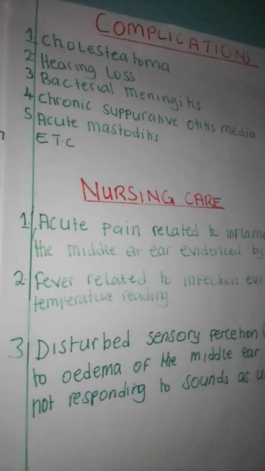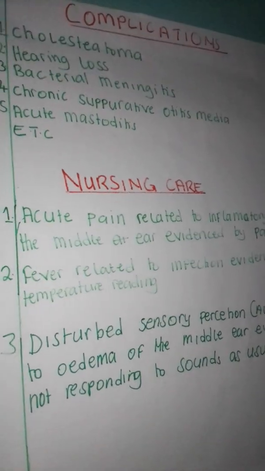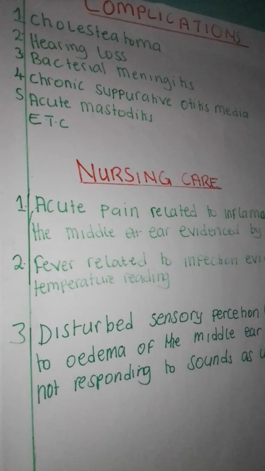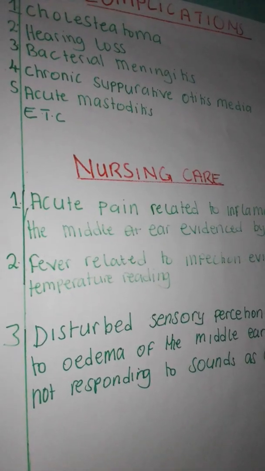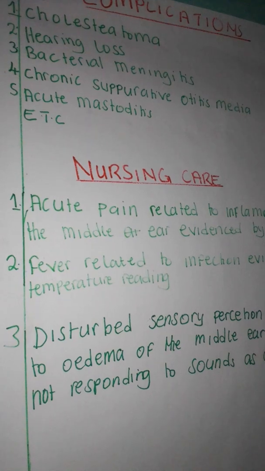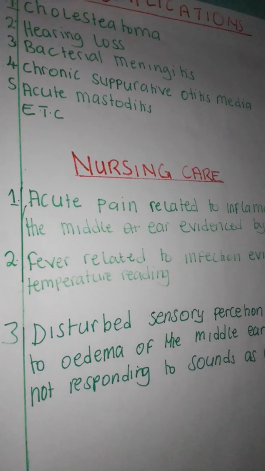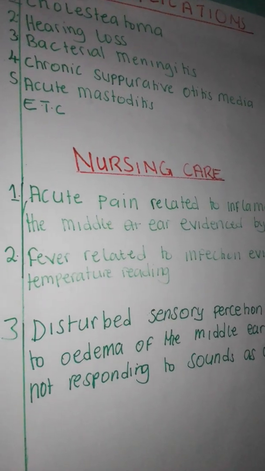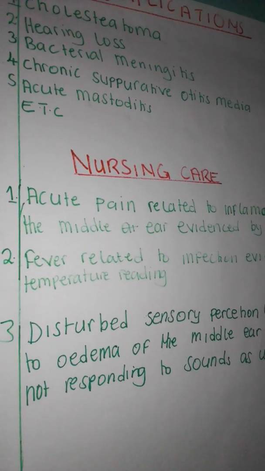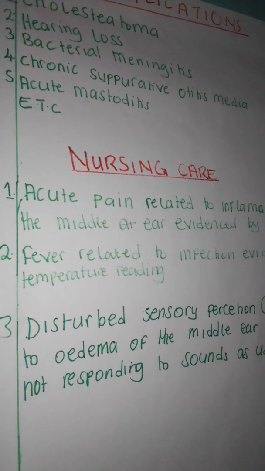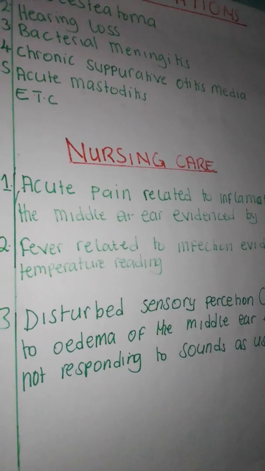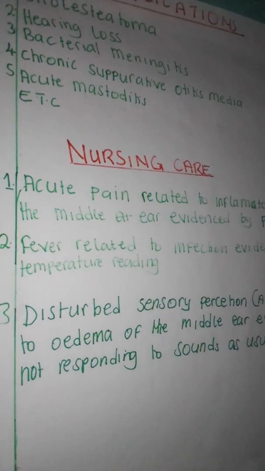What are the complications of acute otitis media? There is cholesteatoma, which is something like a growth of skin in the middle ear. There's also hearing loss, bacterial meningitis, and chronic suppurative otitis media. Then there's also acute mastoiditis and many more complications that are not mentioned here.